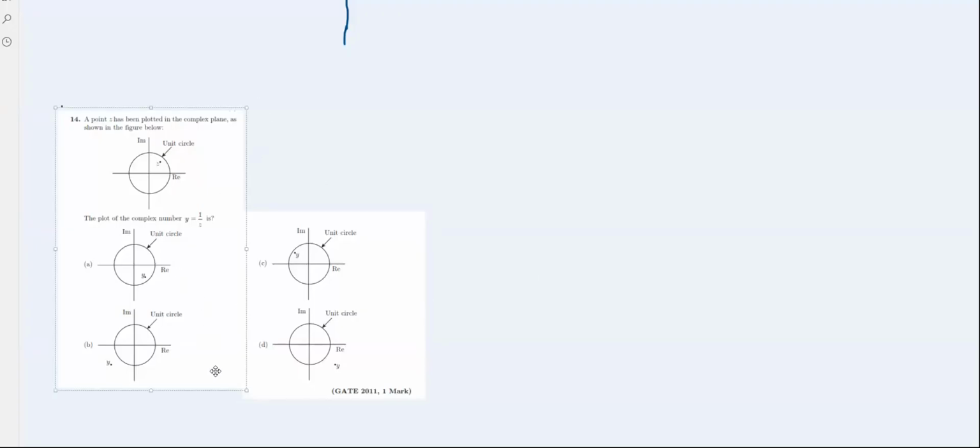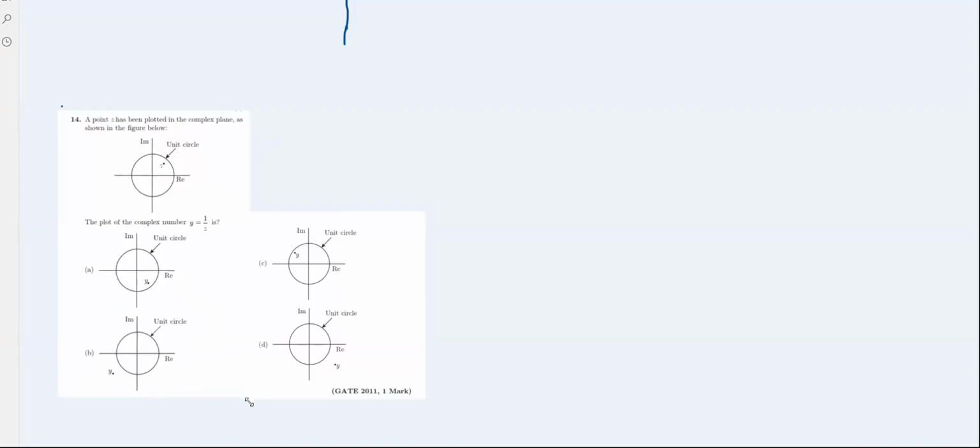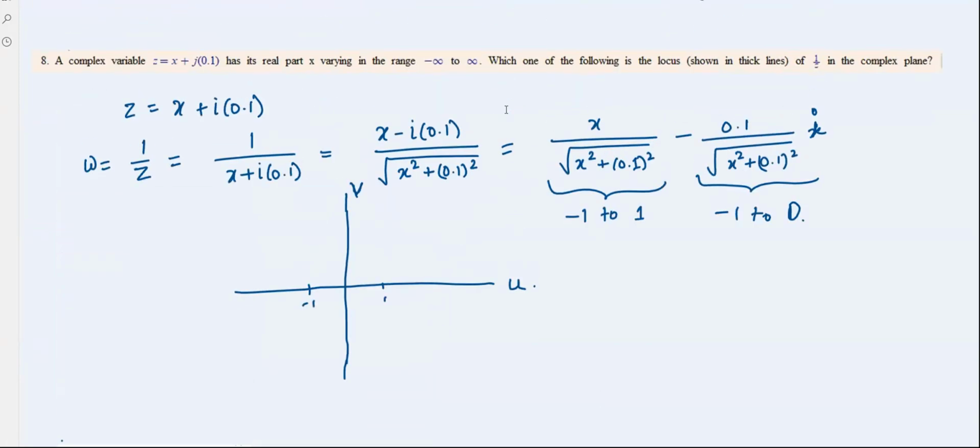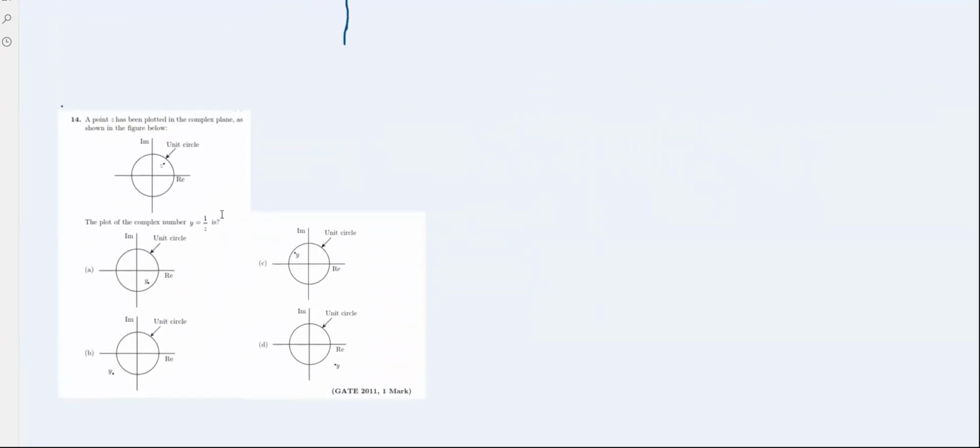Okay, this is the question. A point Z has been plotted in the complex plane as shown in the figure. It lies within the unit circle. Now, a similar question: plot the complex number W equal to 1 by Z. So let's look at this one.